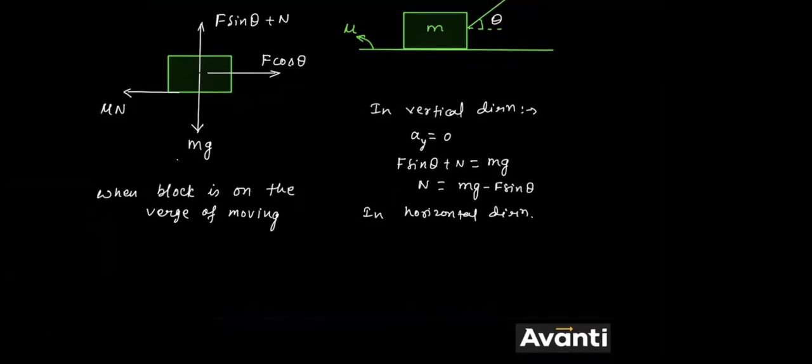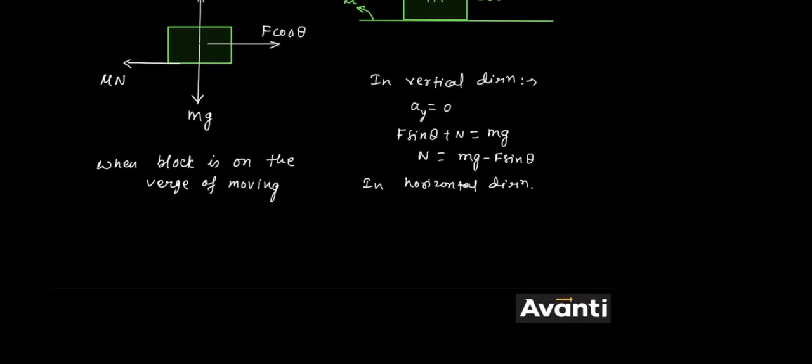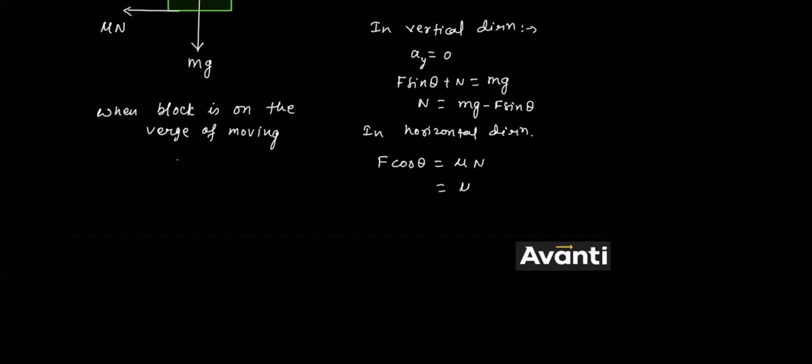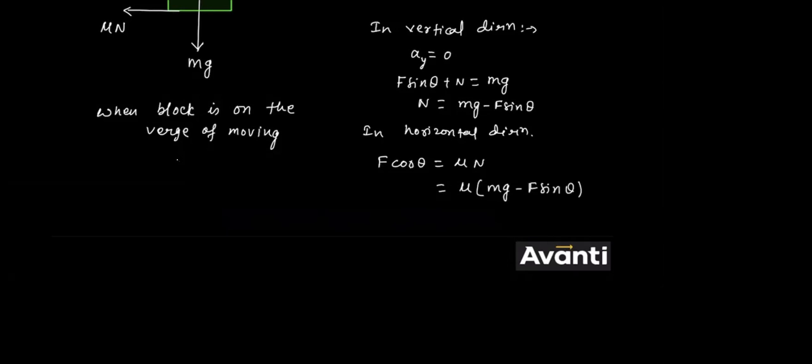So on the verge of movement in the horizontal direction, I can say that F cos theta should be equal to mu into n. If I put the value of n here, what will you write? mu into (mg minus F sin theta). This is equal to F cos theta. Correct? This part is done.